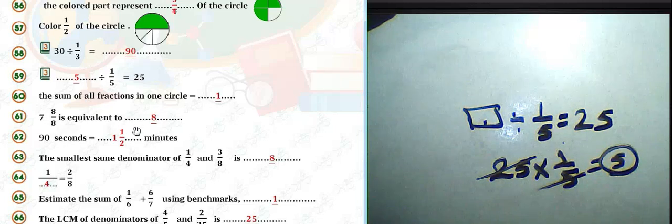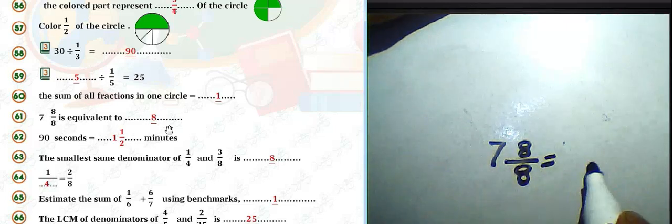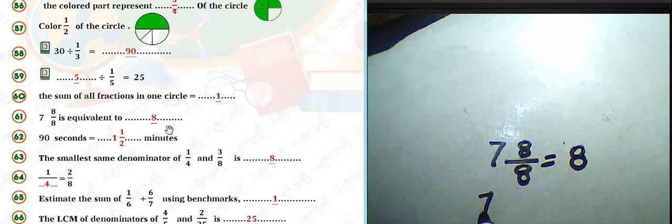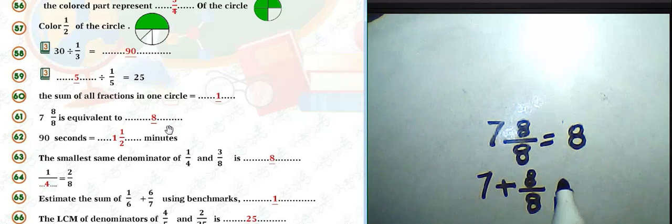7 and 8 over 8 is equivalent to 8, because 8 over 8 equals 1. It means 7 plus 8 over 8, and 8 over 8 equals 1. 1 plus 7 equals 8. The result will be 8.